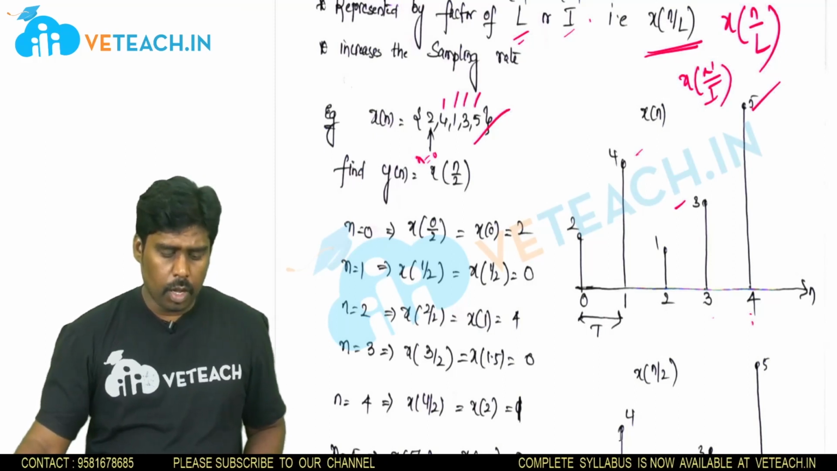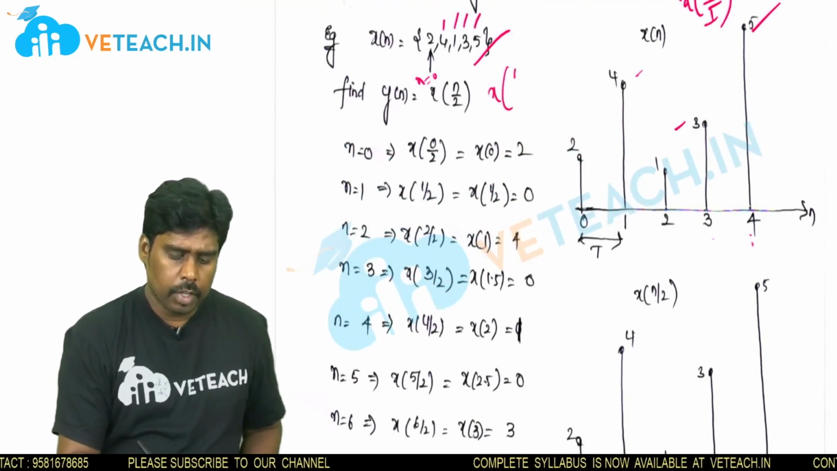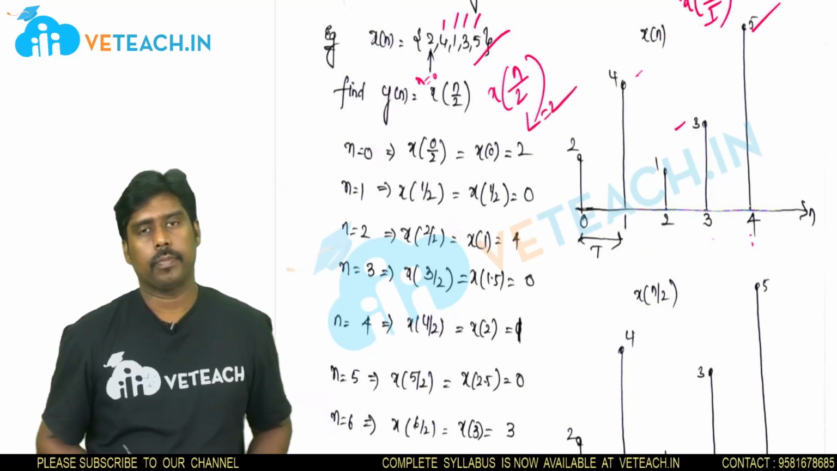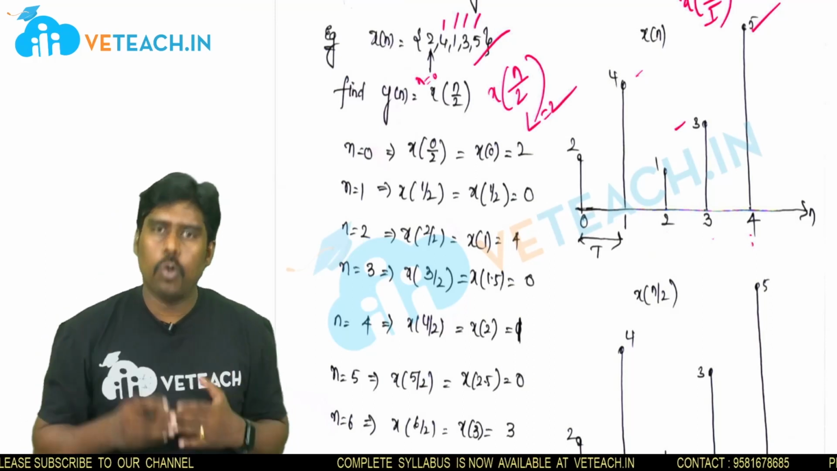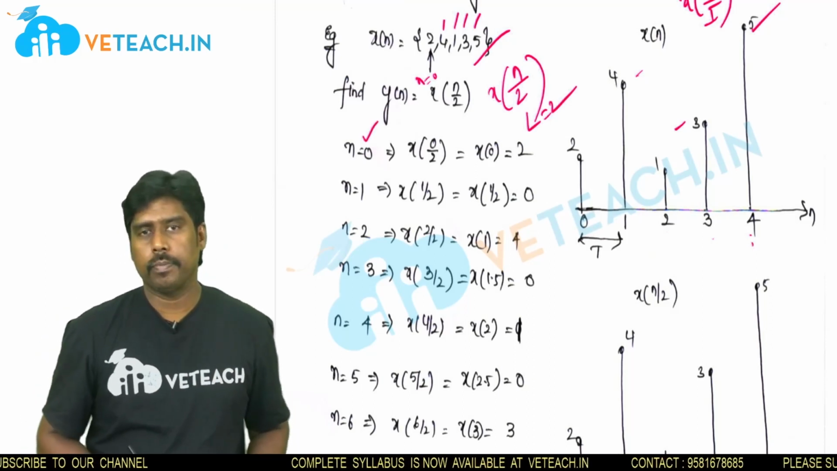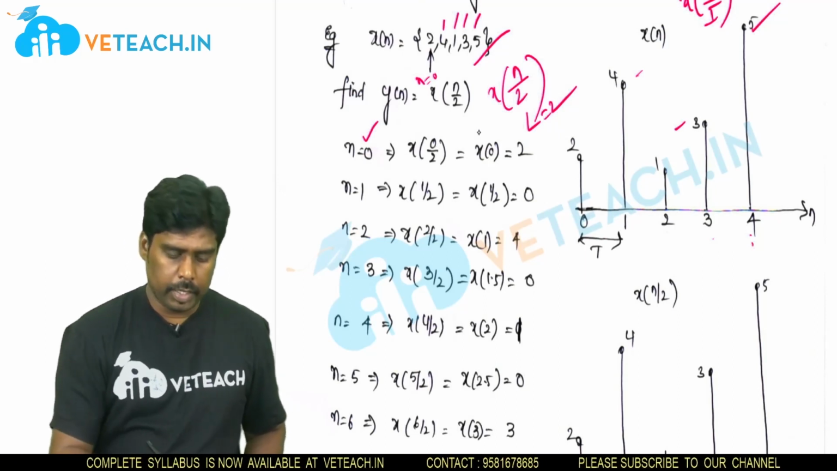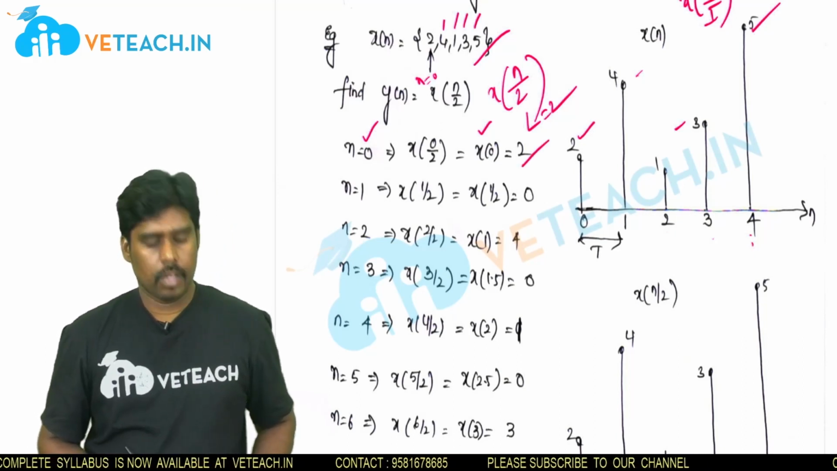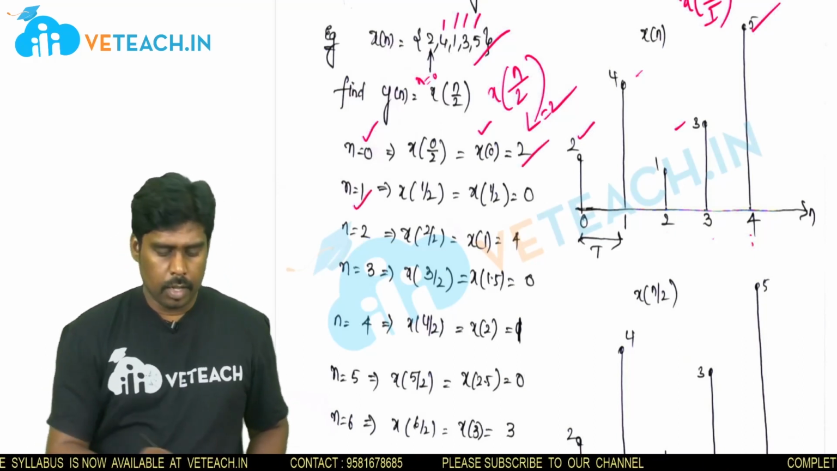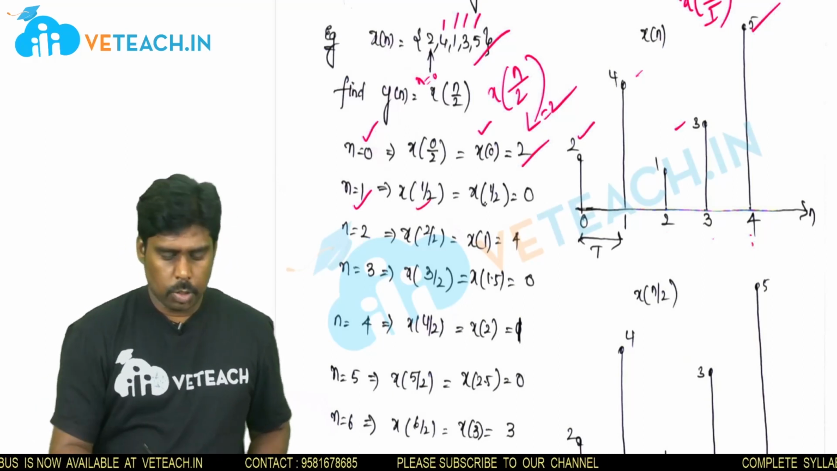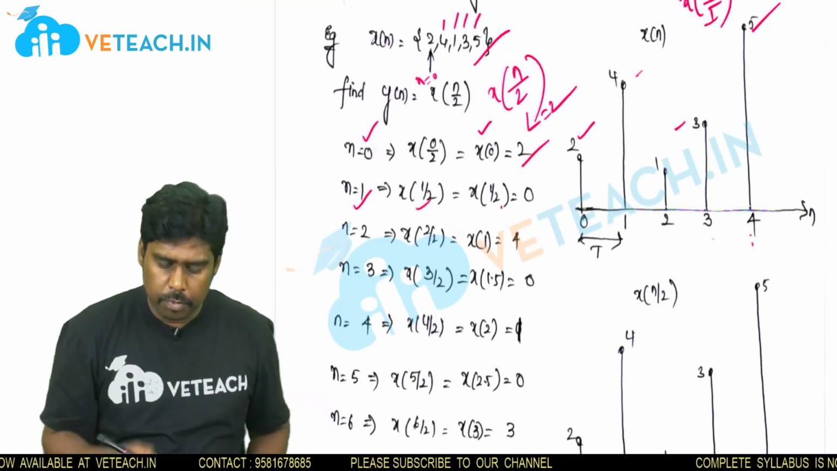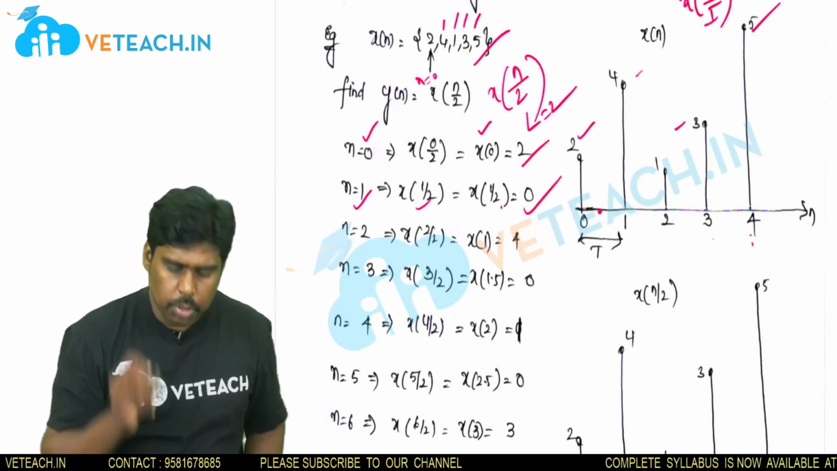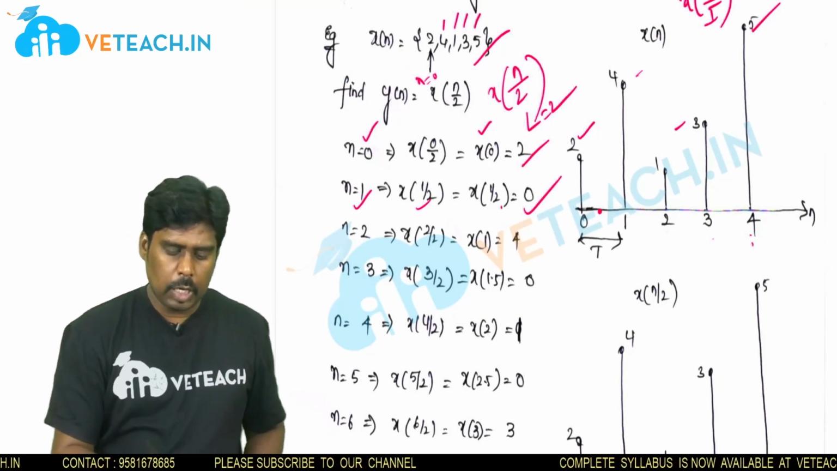Now, how to find x of n by 2? It is simple, the L value is 2. Again, the same old procedure. Put n equal to 0: x of 0 by 2 is x of 0, and the value of x of 0 is 2. Write down 2. Now put n equal to 1: x of 1 by 2 means x of 0.5. Do we have any value there? No value is there, so it is 0. At n equal to 1 it is 0.